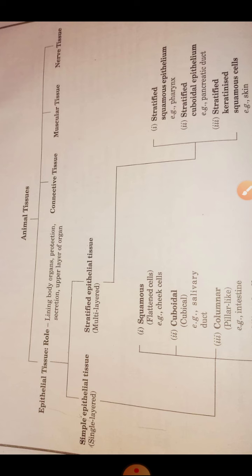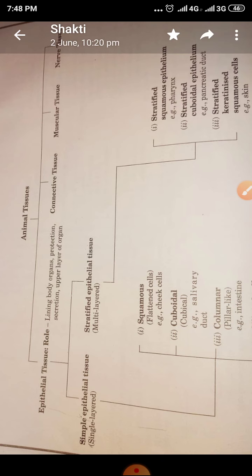Okay. Then on the basis of shape, it is of three types: squamous, cuboidal, and columnar. All these epithelium cells are arranged on a membranous structure that is called the basement membrane. On the basement membrane, if cells are flattened in shape and arranged compactly, that is called squamous epithelium. And the second type is cuboidal epithelium, when the cell shape is cube-shaped.